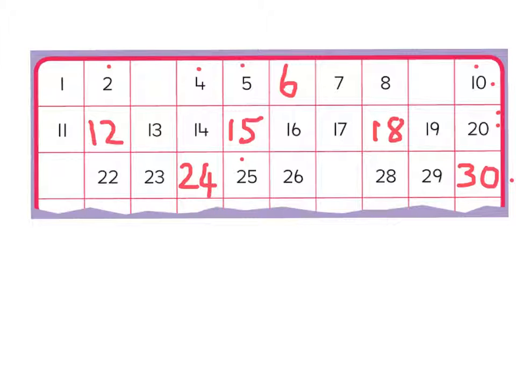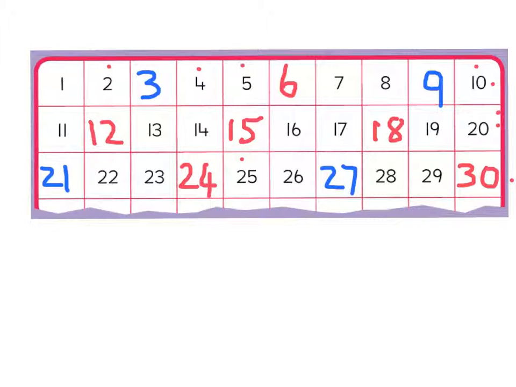I've just got a few more gaps there. Now, I'm wondering what they might be. Well, I can tell that this one here is 3. 4, 5, 6, 7, 8, 9, 10, and so on, counting up through to 30.